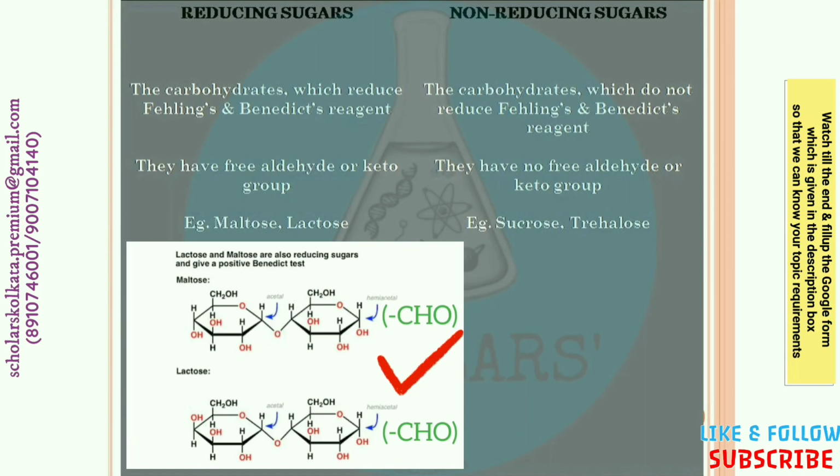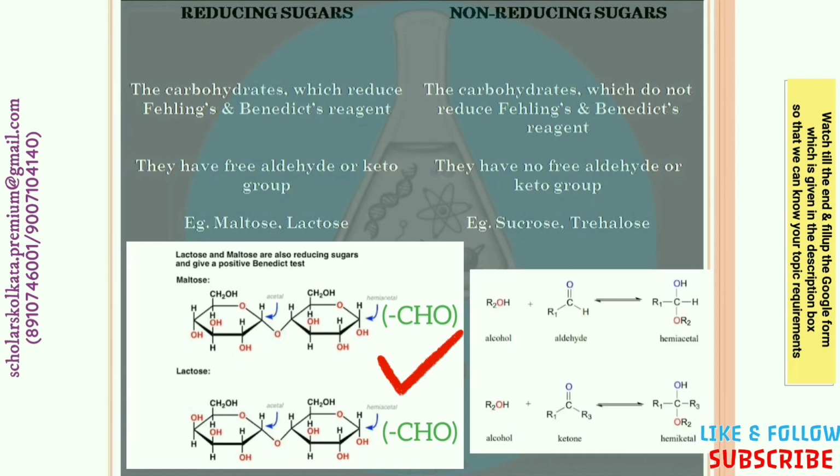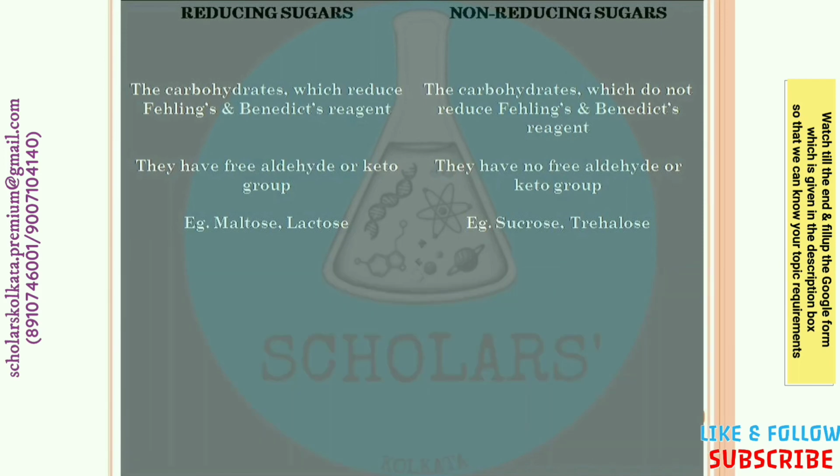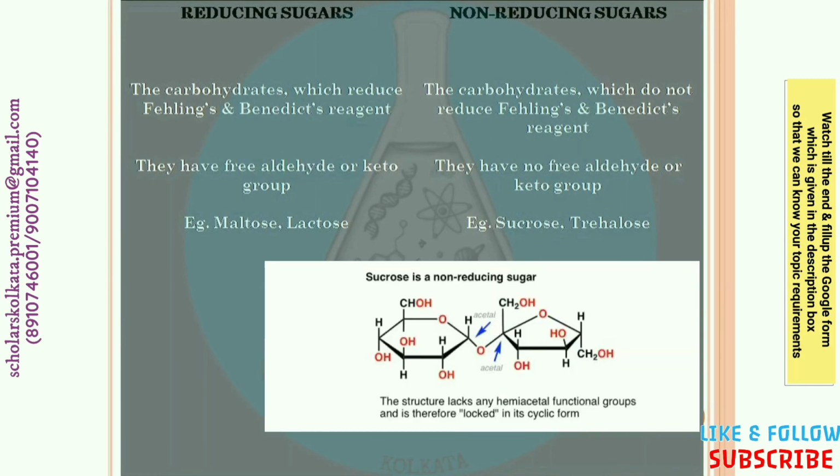So how is the aldehyde group present here? Hemiacetal means when an alcohol is combined with an aldehyde, then the hemiacetal point is produced. So we can say that reducing sugars have a free aldehyde group or a free keto group in their structure. Now, if we look at the non-reducing sugars, they have no free aldehyde or keto group in their structure, as we can see in the example of sucrose, where there is no hemiacetal group. That means they lack the hemiacetal functional group, so they have no free aldehyde or keto groups.